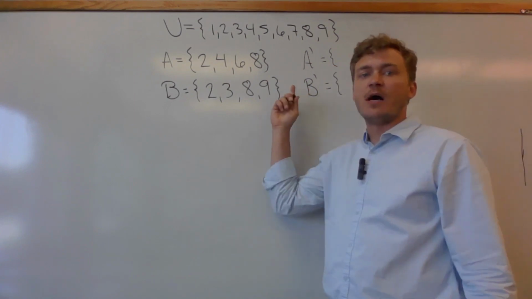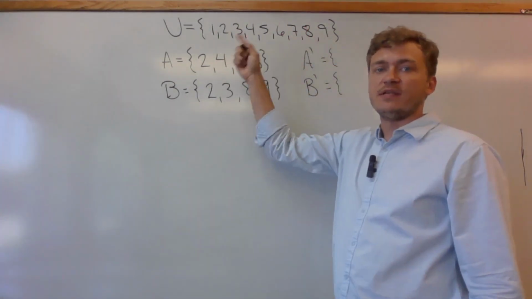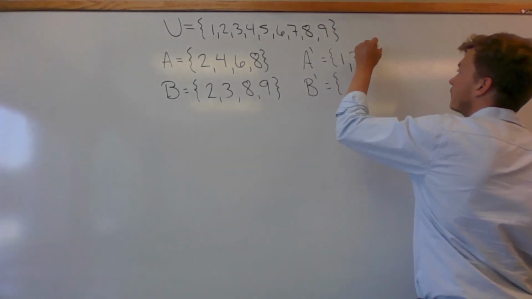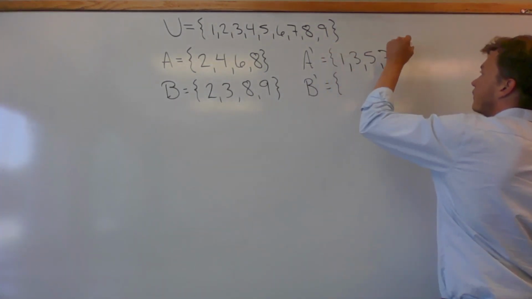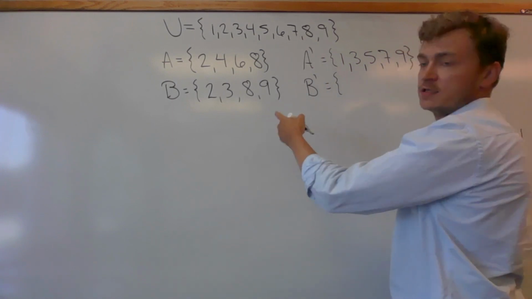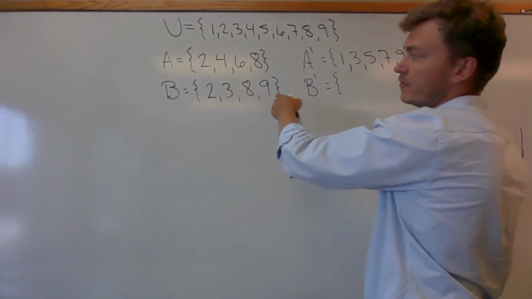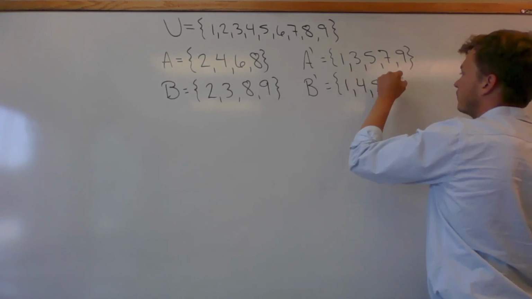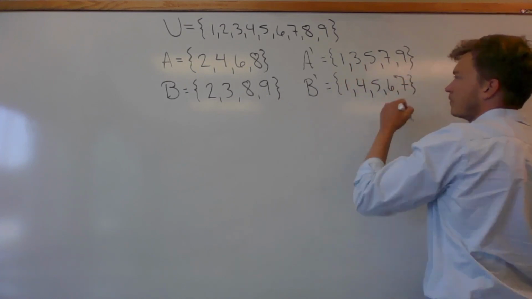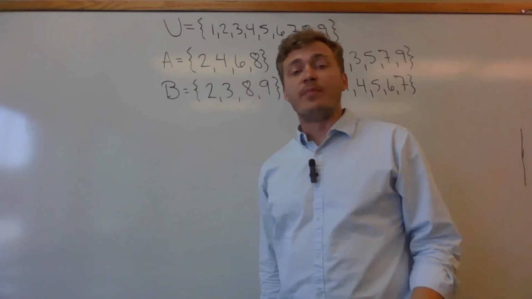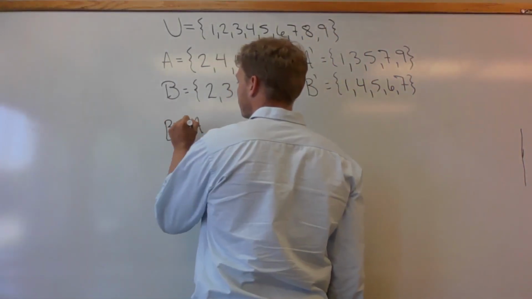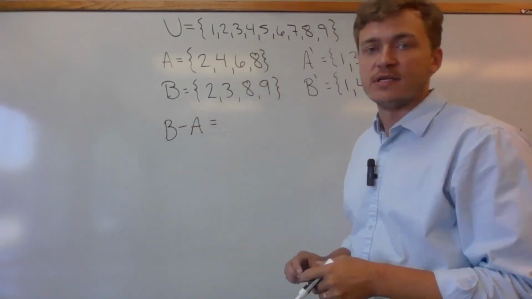Find the elements for A complement. Just look at the universal set and take out 2, 4, 6, 8. Same for B complement, take out the 2, 3, 8, 9. First example was to find B minus A. Here's how we'll do it.